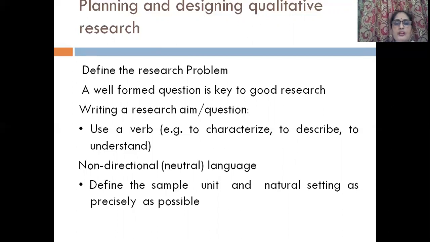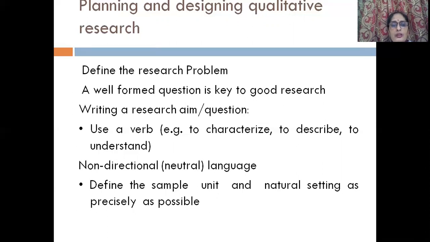It could be social distancing, it could be movement of migrant workers from cities to villages, it could be the impact of online education on college students, it could be other research problems for which you want to do a qualitative research study and find answers to the research questions. Next is to frame your research questions.